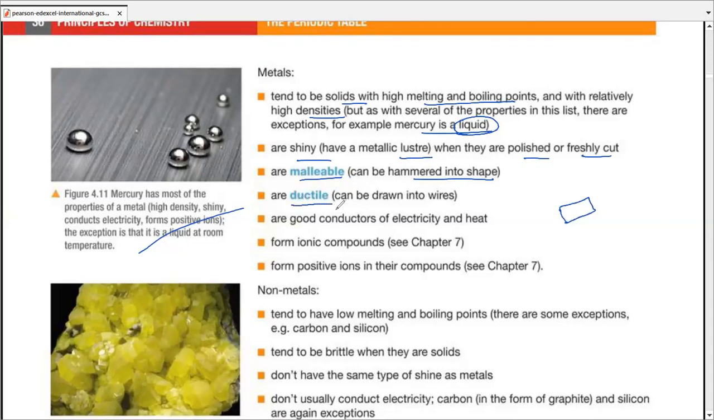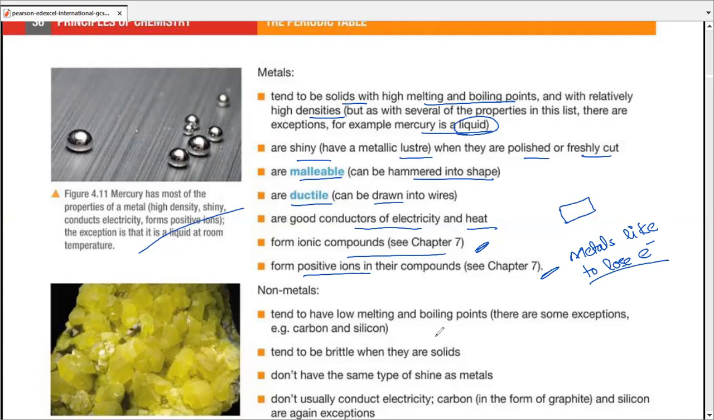Next property is ductility. We can draw them. Draw means pull them, stretch them into wires. Stretch them from both corners, you can convert them into wires. They're very good conductors of heat and electricity. They can easily form ionic compounds when they react with halogens. We're going to discuss that later. Positive ions, discuss that later. Instead of going with the positive ions part, I tend to tell my students this point in a different form. Metals like to lose electrons. This is something you might want to remember for upcoming chapters, especially the bonding chapters.